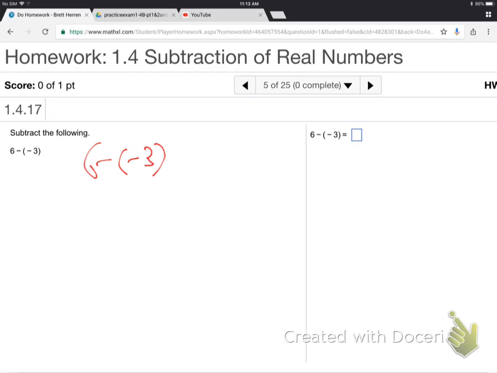Parentheses don't always mean multiply, do they? No. When do they? When do parentheses mean times? When they're right next to each other. Yeah, if this guy wasn't here, and if it was just the 6 right up against the parentheses, then yeah, it'd be 6 times 3, 18. It would be negative 18.